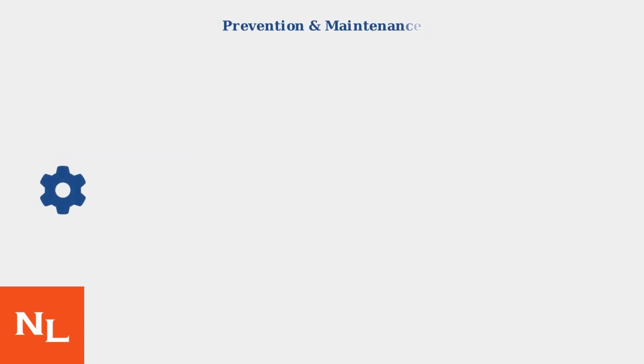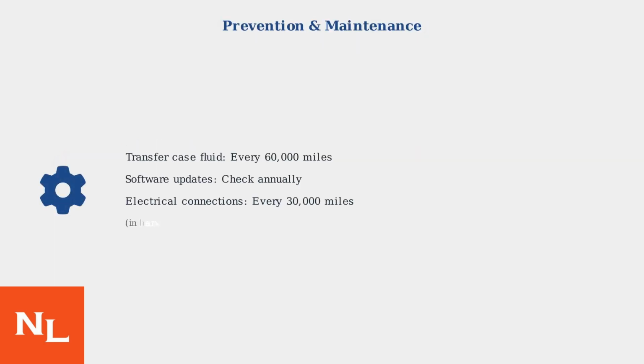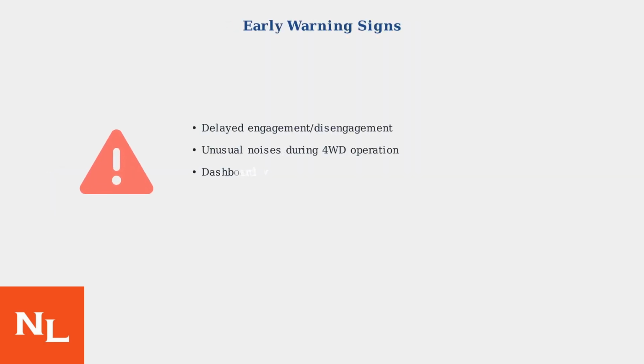Prevention is key to avoiding 4WD faults. Change transfer case fluid every 60,000 miles, check for software updates annually, and inspect electrical connections every 30,000 miles in harsh environments. Watch for early warning signs that indicate potential 4WD problems: delayed engagement or disengagement, unusual noises during operation, dashboard warning lights, and vibration or binding during turns in 4WD mode.